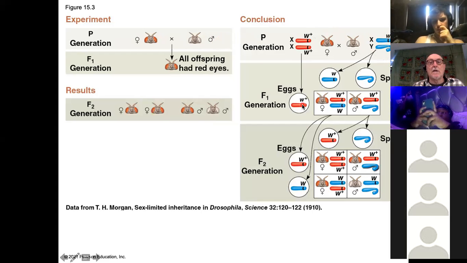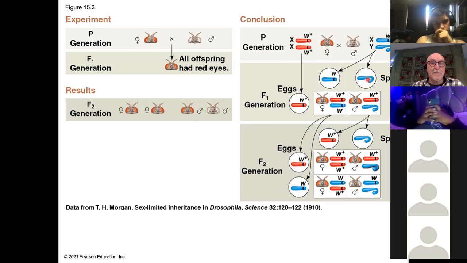So let's work out a little mini Punnett square for the F1 generation. The female, the only eggs she can produce is W+. That's the only allele she has. She's homozygous. She can only produce eggs with W+. The male, on the other hand, there's 2 kinds of sperm he can produce. The one sperm carries the X chromosome. The other sperm carries the Y chromosome, 50%, 50%. Let's make these W+, little w. There they are, W+, little w.